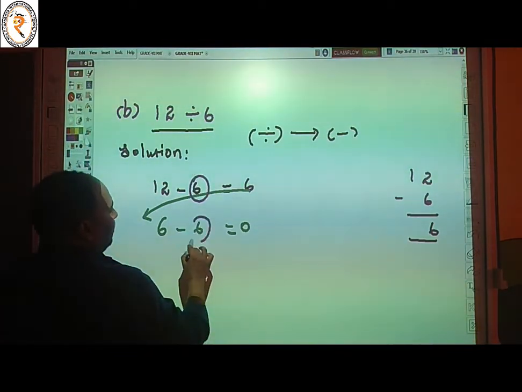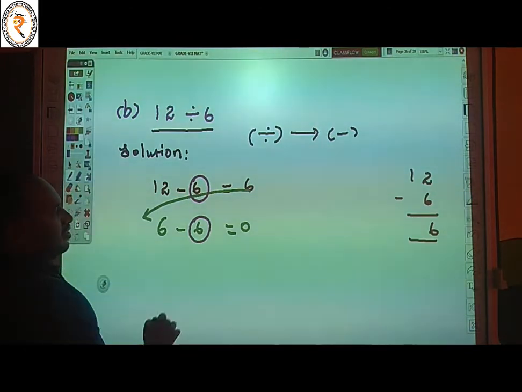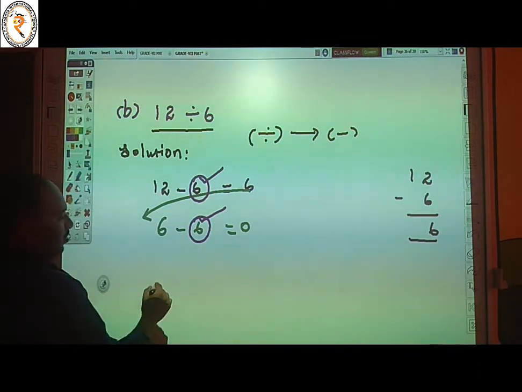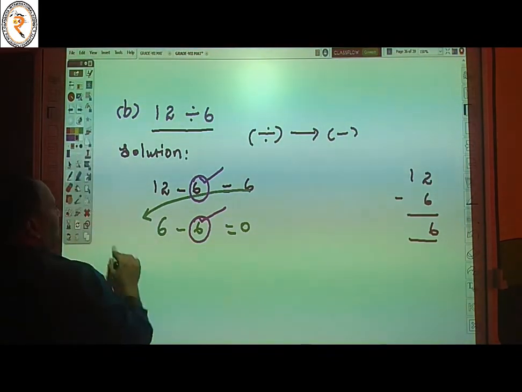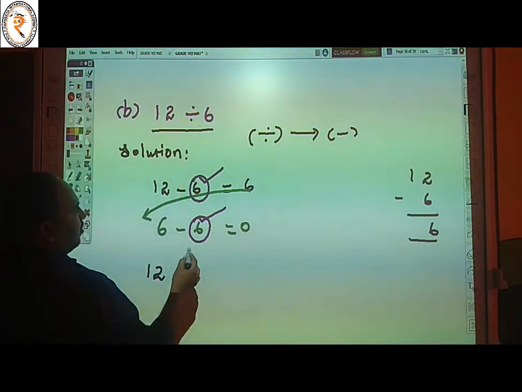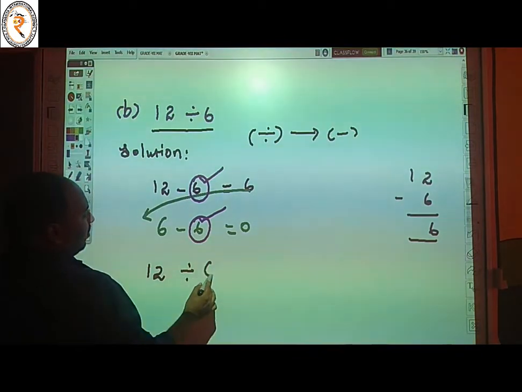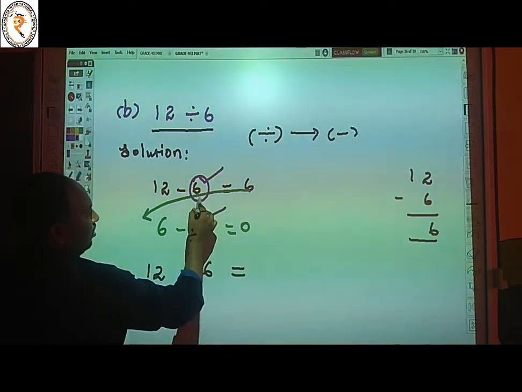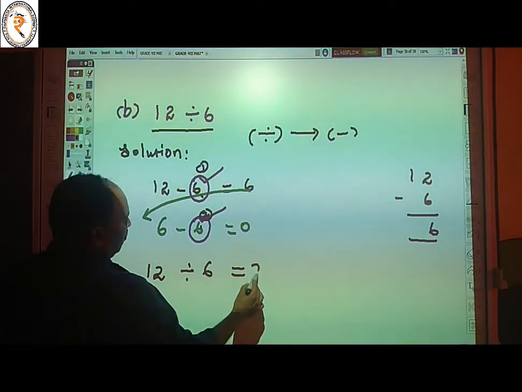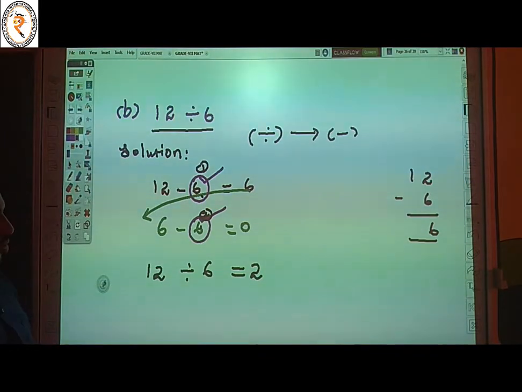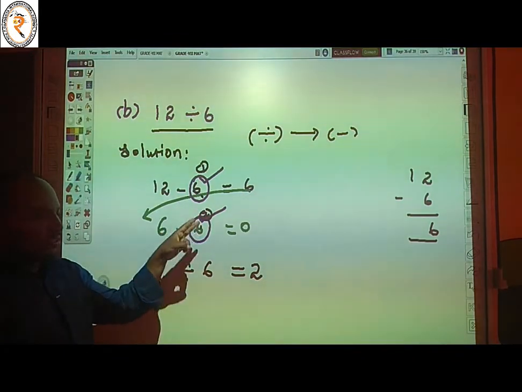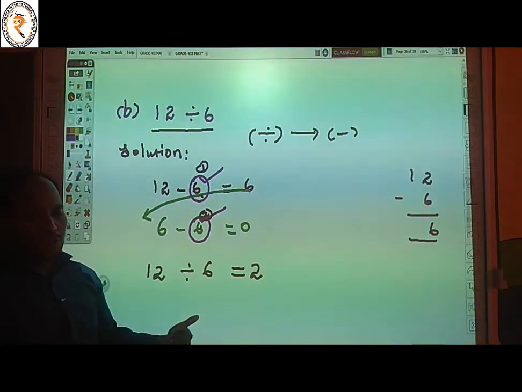How many times did we subtract 6? 2 times. 1, 2. So 12 divided by 6 is equal to how many times? 1, 2. It is subtracted 2 times. So 12 divided by 6 is equal to 2. That is our answer.